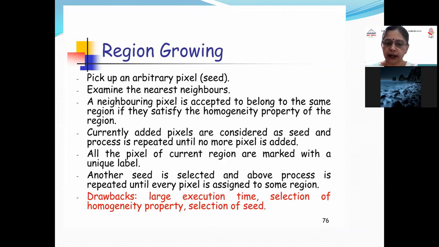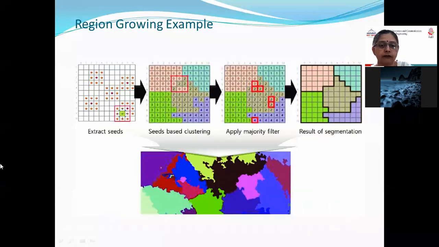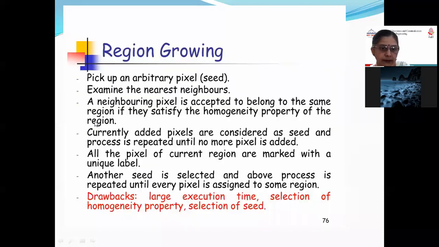So we should select an appropriate location of the seed pixel so that less time is needed. Then we should use a proper homogeneity property so that the image is divided into an appropriate number of regions or required regions. And if the region size is very large, it needs a large amount of time for execution. So instead of this region growing technique, we can go for some other technique.